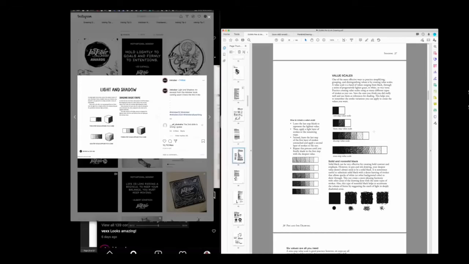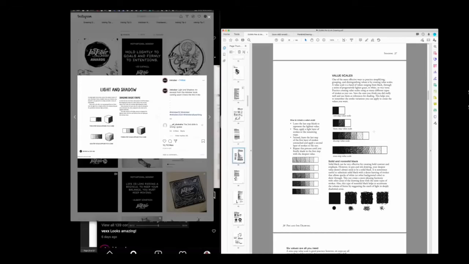So Dunn is talking about something here called value scales. I can just about read it, and I'll read it to you. One of the most effective ways to practice simplifying, grouping, and distinguishing values is by creating value scales. A value scale is a band of values ranging from black through a series of progressively lighter greys to white, or vice versa.